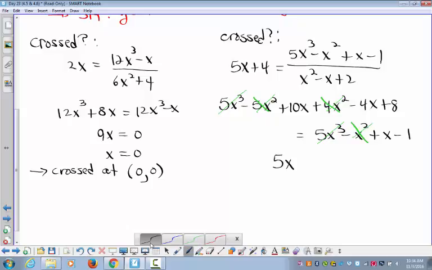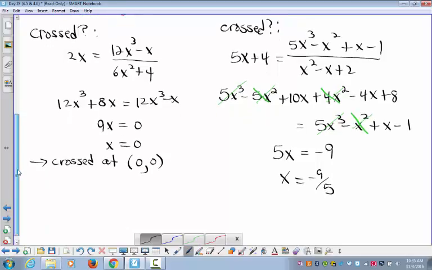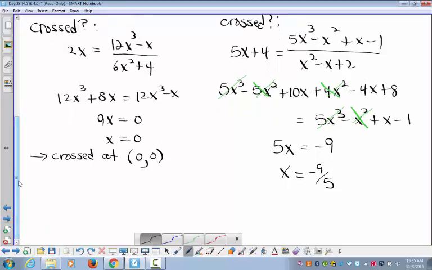And then on the right, I'm going to put the constants. So on the right, I already have a negative 1. On the left, I have a plus 8. I'm going to subtract the 8 to the other side, so I get negative 9. So this tells us that we do have a solution. That says that the asymptote and the function meet. They share a point. And that shared point has an x coordinate of negative 9/5.